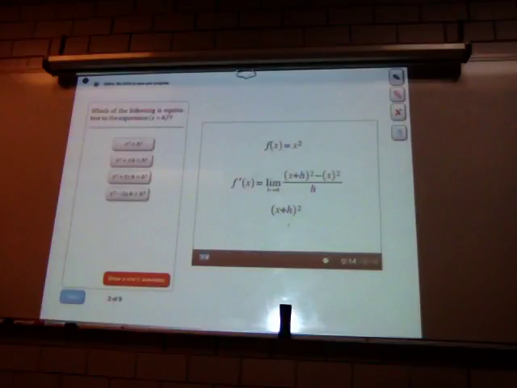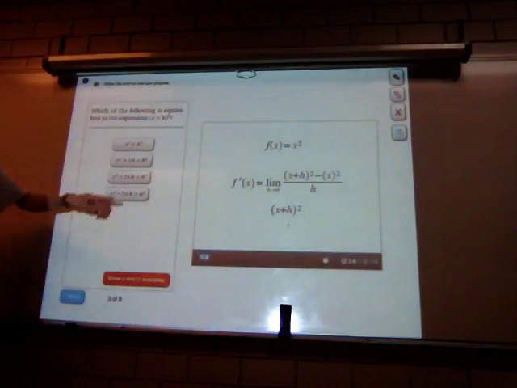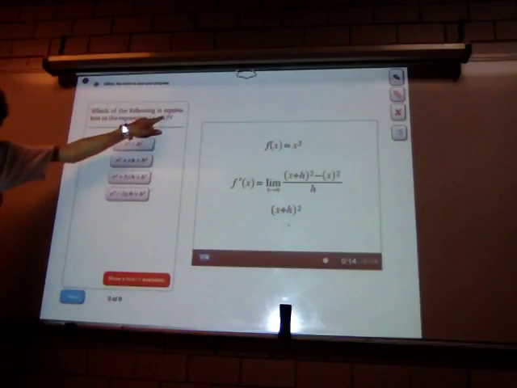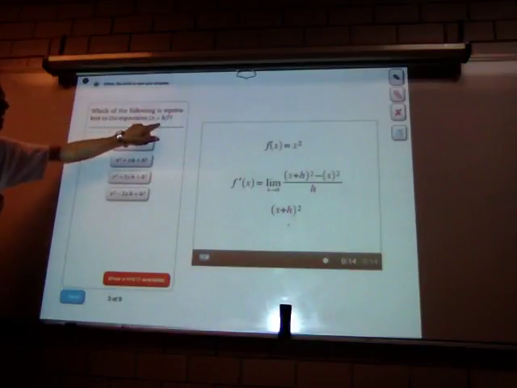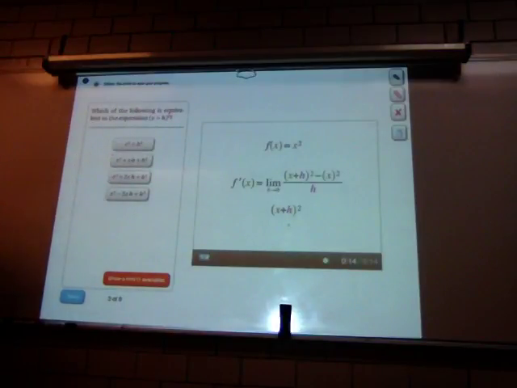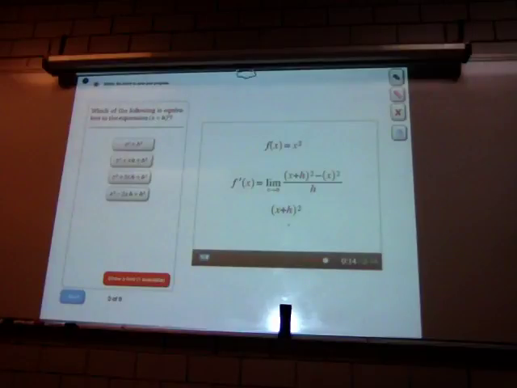Ahora, ¿cuál de las siguientes expresiones es equivalente a x más h cuadrada? X más h todo al cuadrado no es lo mismo que x más h cuadrado, la potencia estaría en la h. La potencia eleva al binomio, ¿cuál de estas es equivalente? La tercera, sí, sería el binomio al cuadrado. El cuadrado del binomio, otra vez, el cuadrado del binomio.